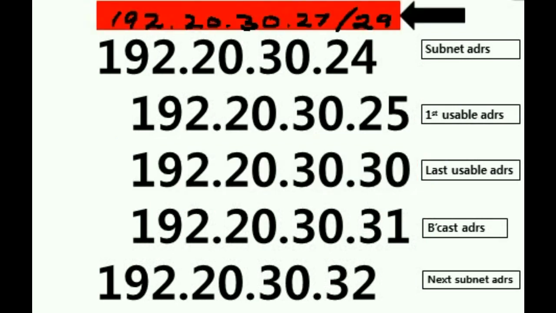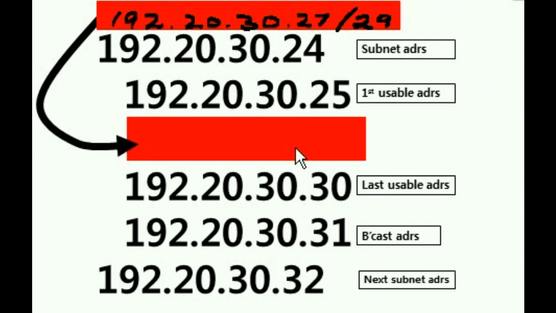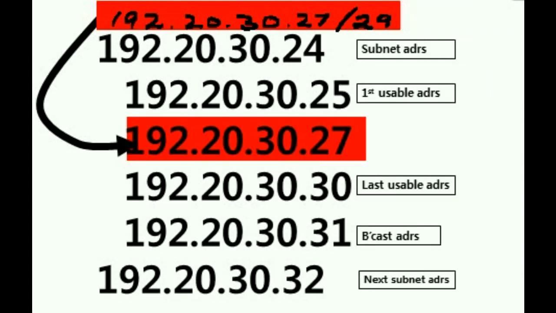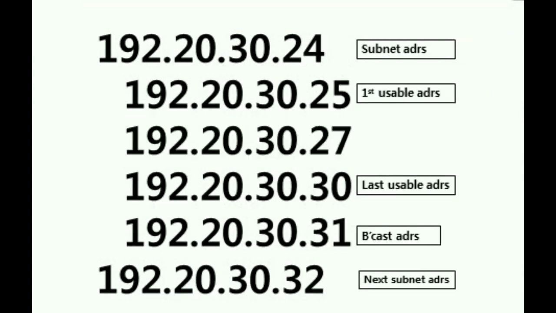And the address we were given at the start of the problem, 192.20.30.27/29, where does he go? Well, he fits in right here. Let's get some space, like so. And there we have it.